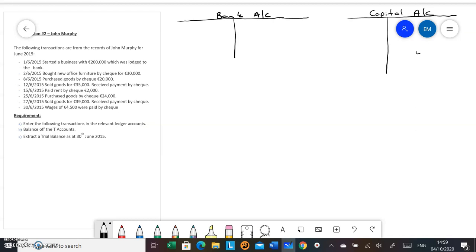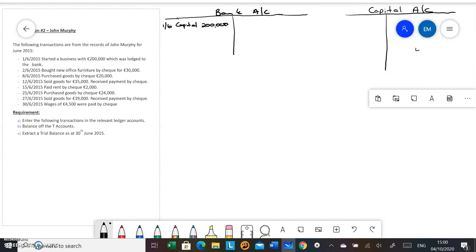So the 1st of June, John started the business with €200,000, and that was lodged into the bank account. So that gives rise to an asset. You always debit your assets. So on the 1st of the 6th, capital, €200,000. So that represents that at the end of the 1st of June, there's now €200,000 in the bank account. And the corresponding entry for that is in the capital account.